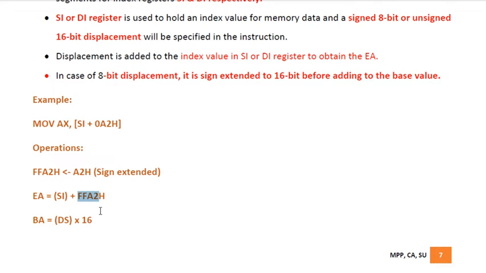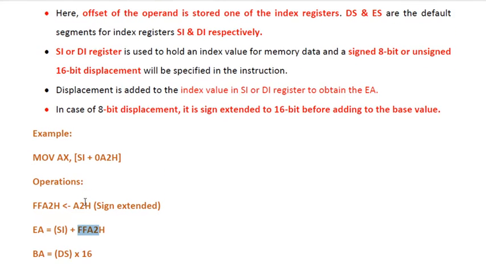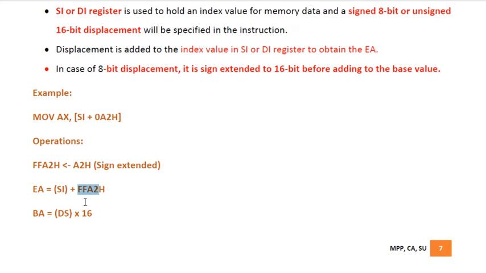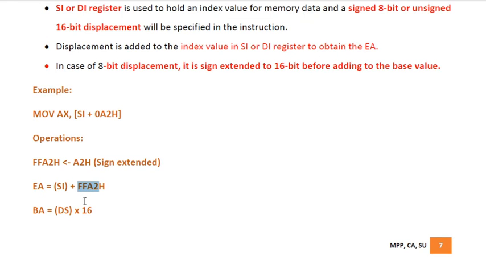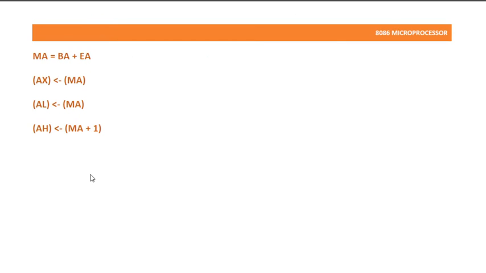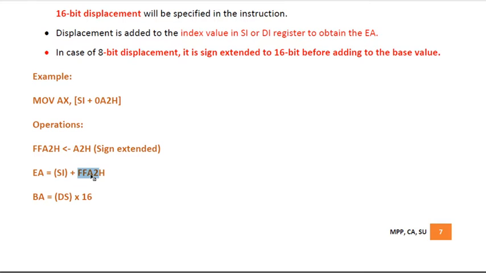This is how the indexed addressing mode works. The effective address is calculated by adding the content of SI, which is 16-bit, and the sign-extended 8-bit displacement. Then we determine the memory address, for which we need to shift the base address. I multiply the content of DS by 16.